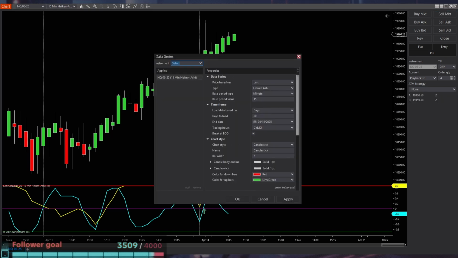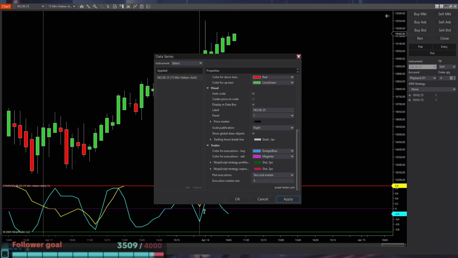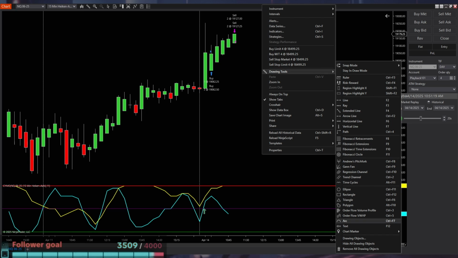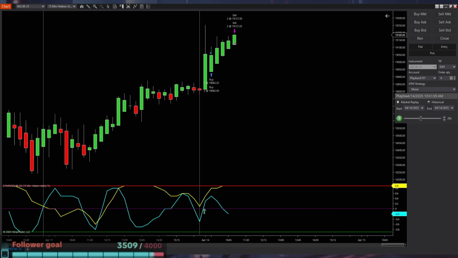In fact, I forgot to put my markers on this. Sorry about that, guys. There you go. That's the trade right there. All right. That would be the end of this move to the upside based on market structure right here.